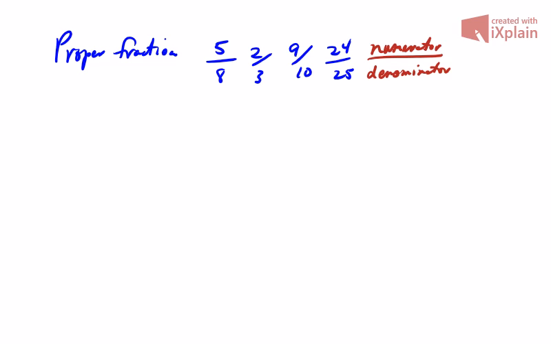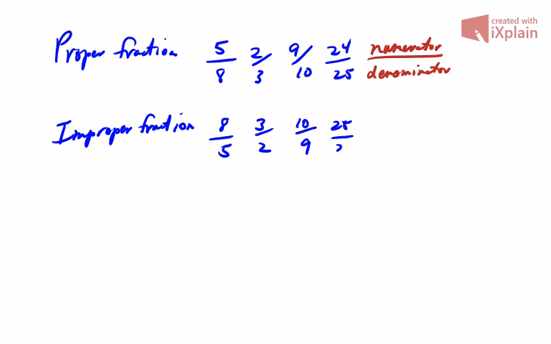Okay, an improper fraction looks something like this. It appears where the numerator is greater than or equal to the denominator. For example, you may have 8/5, 3/2, 10/9, or 25/25, which is technically the same as 1. Any number over itself is always considered to be 1. So those are examples that identify with improper fractions.